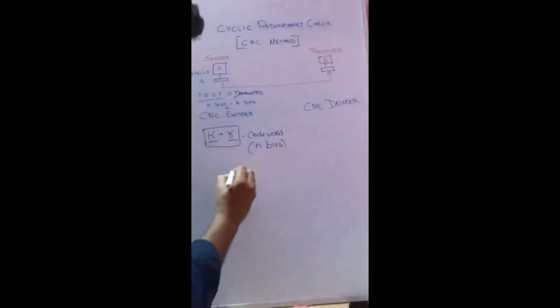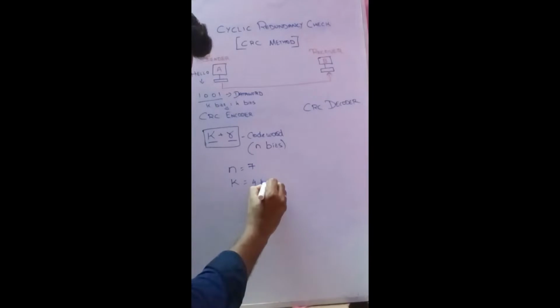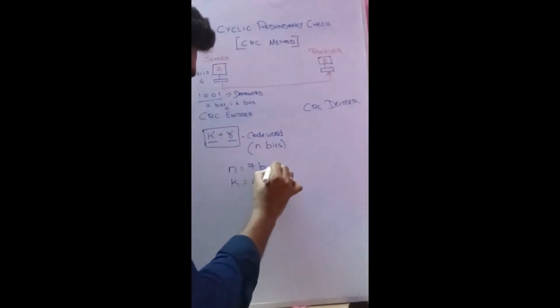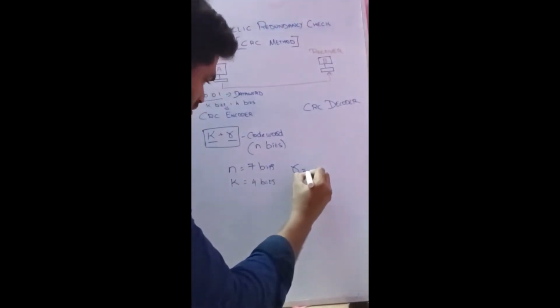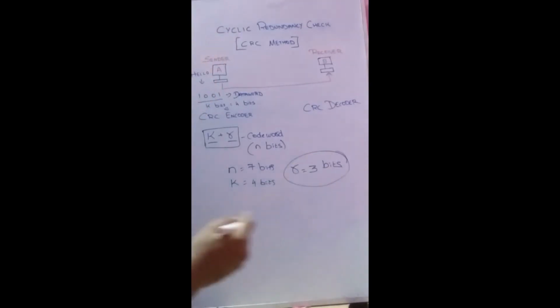If n is equal to 7, and we already know k is equal to 4 bits, then the redundant bits r is equal to 3 bits. So we need to add 3 bits as the redundancy. These 3 bits are the additional information transmitted along with the original 4 bits of data. The size of the data word is now augmented by these redundant bits to the right-hand side of the word.